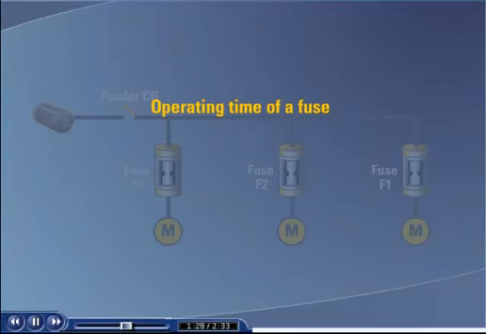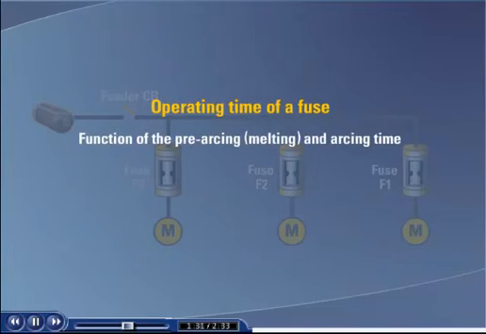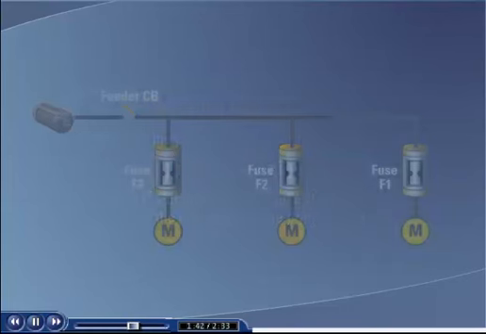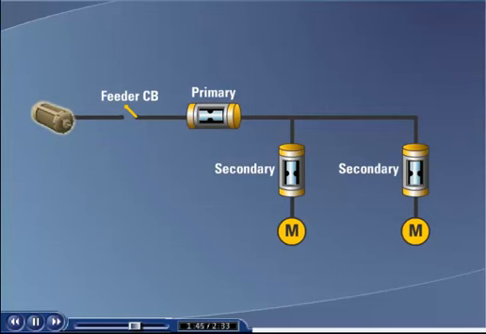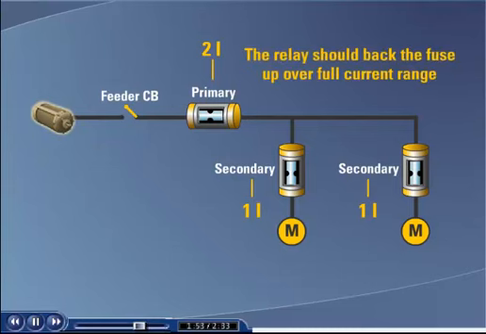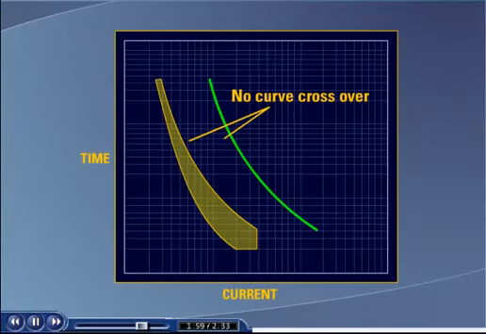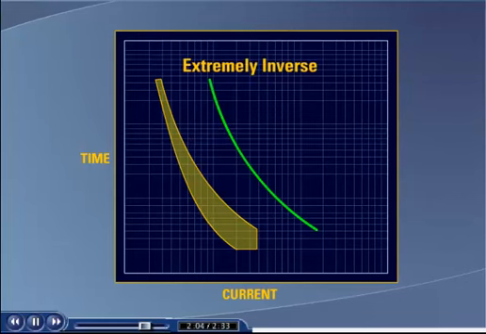The operating time of a fuse is a function of the pre-arcing or melting and arcing time, and follows the I²T law as stated earlier. For proper coordination, the total I²T of the secondary fuse shouldn't exceed the pre-arcing I²T of the primary fuse. This is established if the current ratio of the primary versus the secondary fuse current rating is 2 or greater for fuses of the same type. It is important to note that the relay should back the fuse up over the full current range, and that no characteristic crossing occurs. The relay characteristic curve best suited for coordination with fuses is the extremely inverse, which is similar to the I²T fuse curves.